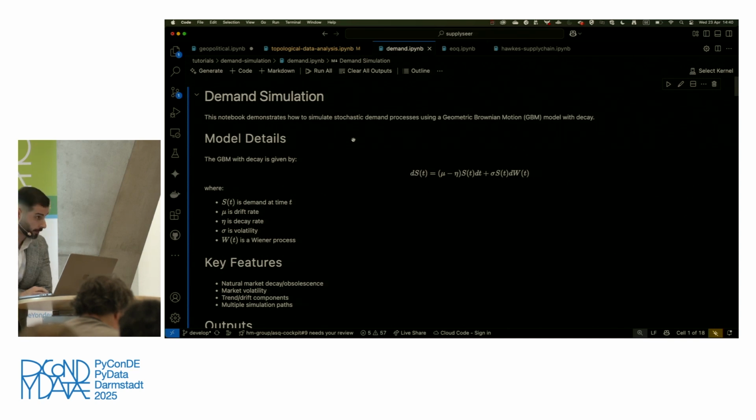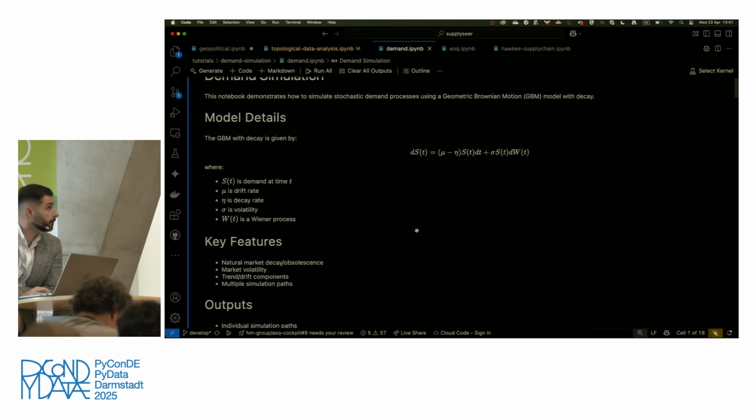We're going to simulate demand based on a stochastic process. We're going to apply it to how to simulate demand. It could be any product. Does anyone have something in mind? Fruits, bananas, clothes, pizza. And this is the equation governing our simulation process. It's called a geometric Brownian motion.